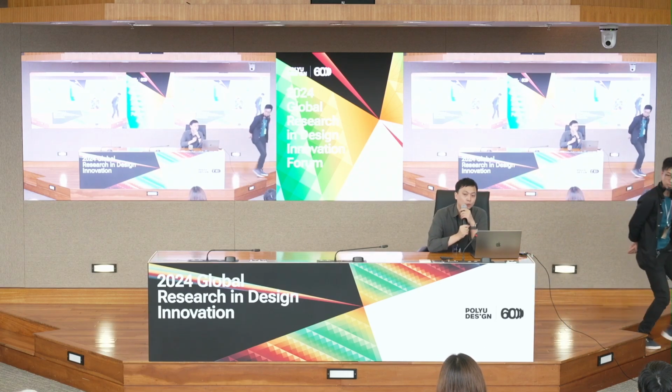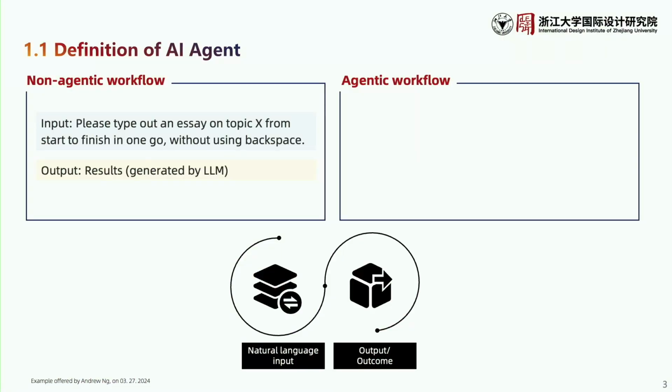First of all, what is an AI agent? An AI agent actually means agentic workflow. A non-agentic workflow is just like when we use ChatGPT. We may input, please type out an essay on such a topic, and ChatGPT will just give an answer. It's very easy, one input and one output. But for agentic workflow, let's see.